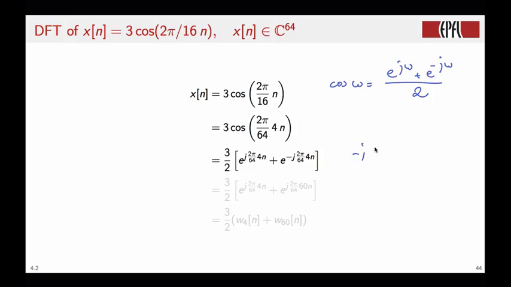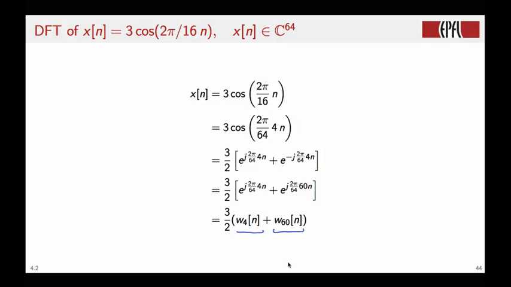So minus j 2 pi over 64 times 4 times n plus j 2 pi n will be equal to e to the j 2 pi over 64 times 60 times n, because n is an integer. And so now we have expressed the original signal as the sum of two of the Fourier basis vectors. So x of n will be equal to 3 over 2 times basis vector number 4 plus basis vector number 60. At this point, we can apply the DFT as an inner product with each vector in the basis, and we can exploit the linearity of the operator.